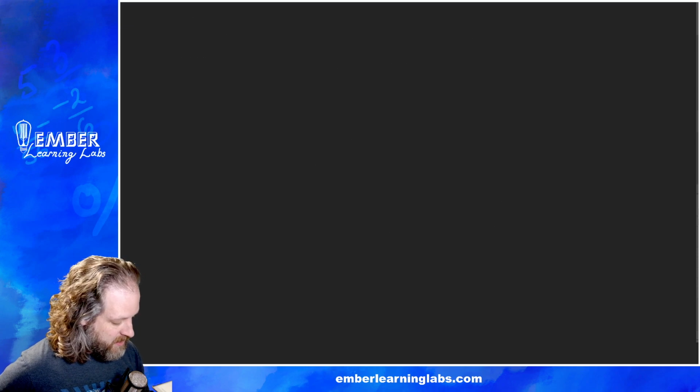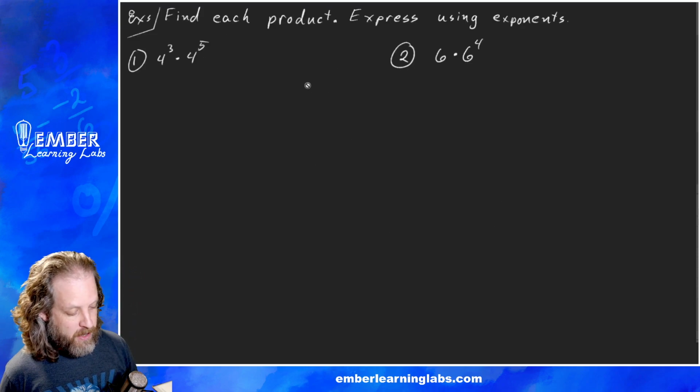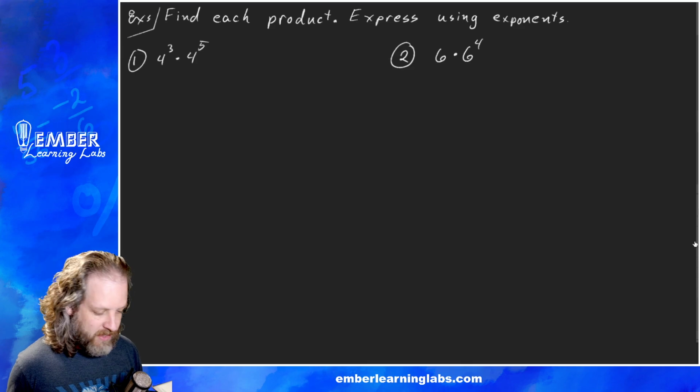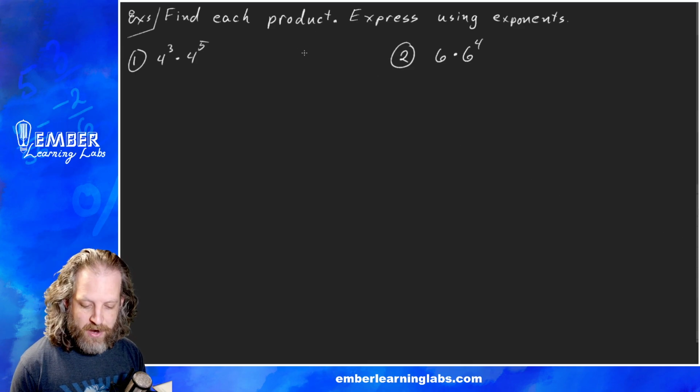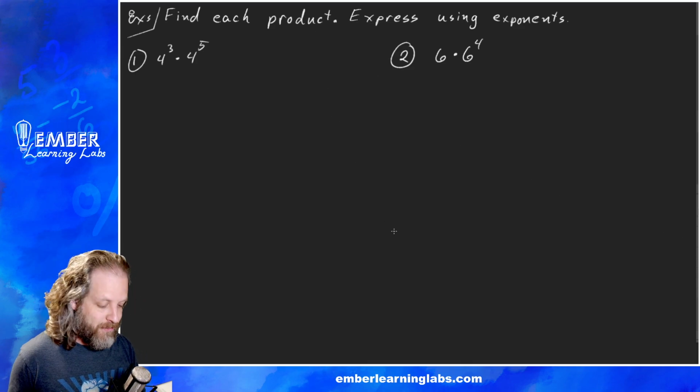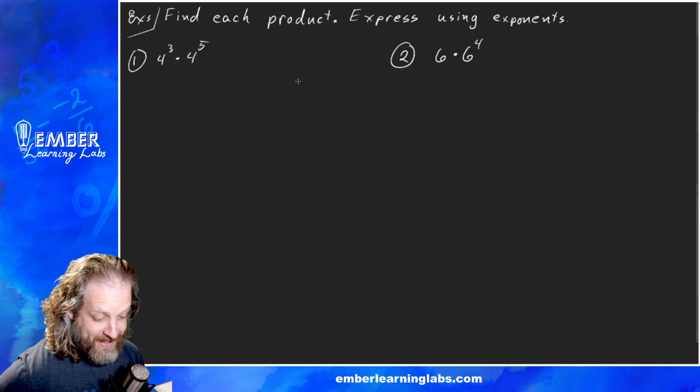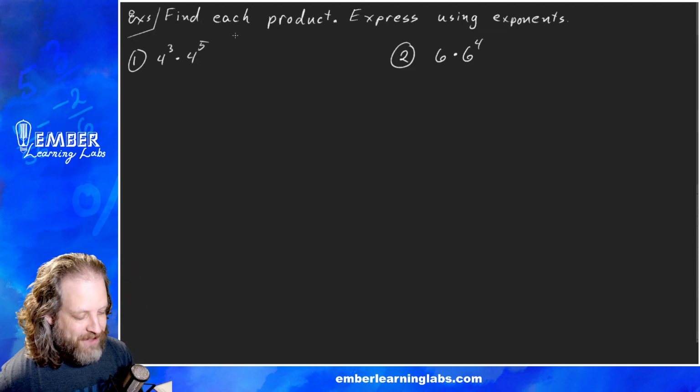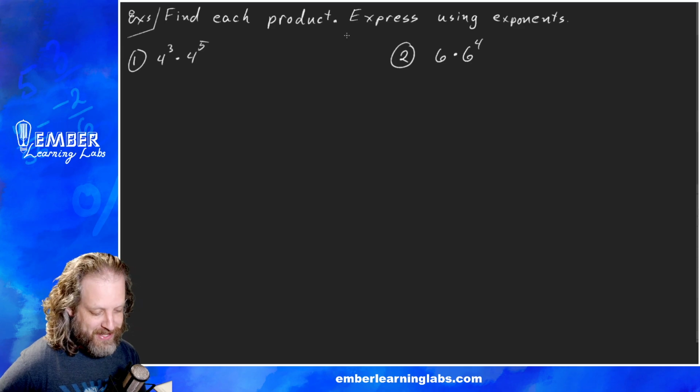Let's do some examples with this. So we're going to find each product. I don't know why I'm having trouble with products and properties tonight. I don't know why I'm having trouble with those words. I'm tired.